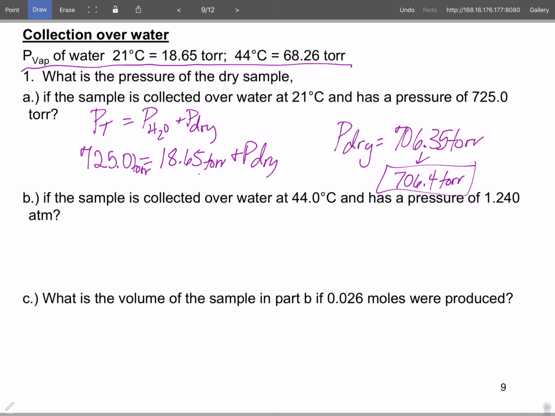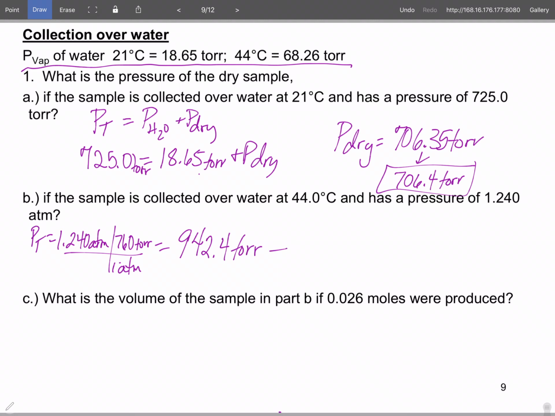Okay, if it's collected over water at 44 degrees and has a pressure of 1.240 atmospheres. Now, in this particular case, we have to go one way or the other. Now, I like to go to torr. So my pressure total is going to be 1.240 atmospheres. And I know that 1 atmosphere is equal to 760 torr. So I know my pressure total is 942.4 torr.